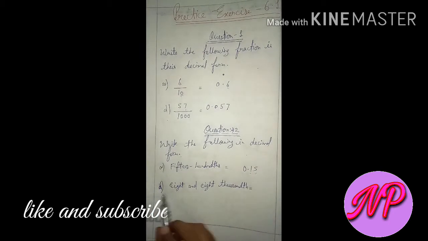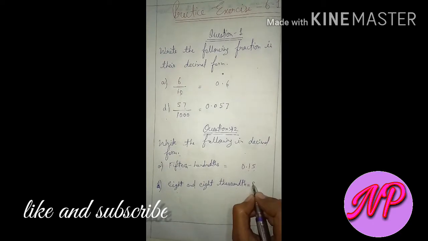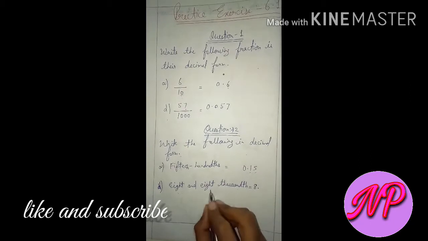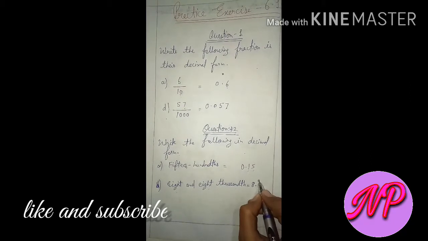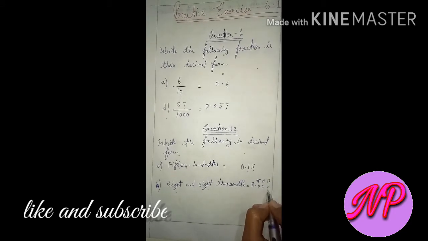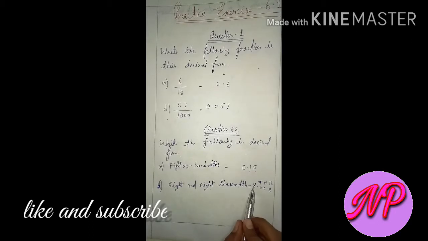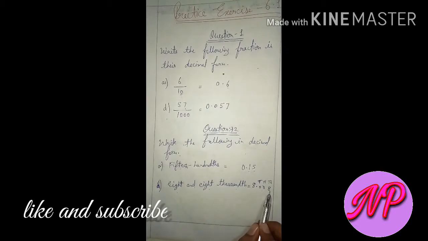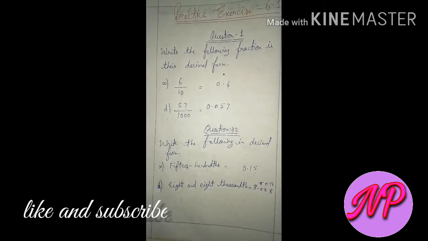Now part D of question 2, 8 and 8 by 1000. It means 8 before the decimal, and 8 by 1000. Tenths, hundredths, thousandths, so you will write 8 in the thousandths place. 8 and 8 by 1000. Okay, got it?